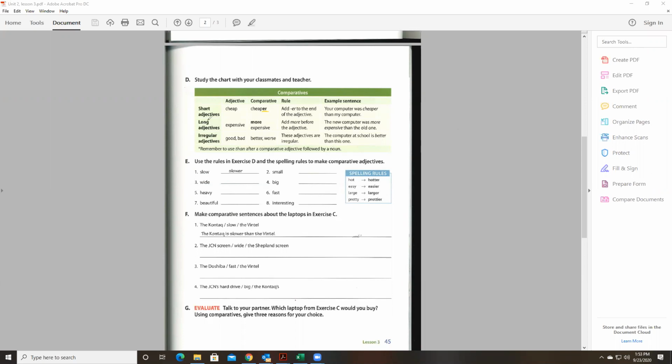Okay, if it's a long adjective, for example, the word expensive, you will add the word more before the adjective. For example, the new computer was more expensive than the old one.